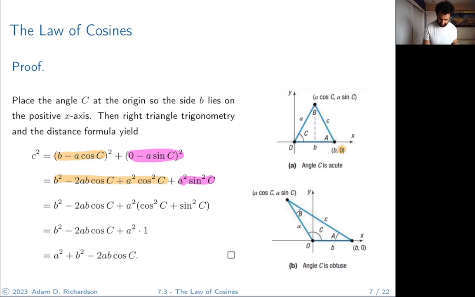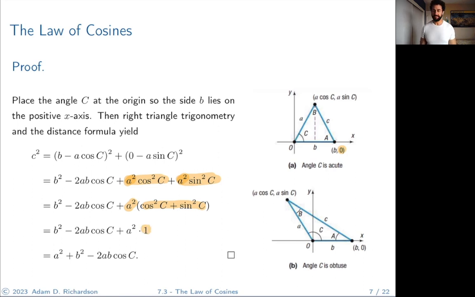But what we can do next is move things around a little bit. Let me do this right here. Go back to here. We've got a squared cosine squared c and a squared sine squared c. Both of those terms have a common factor of a squared, so we can factor it out. And when we factor it out, we get this. But check this out. The expression in parentheses here is cosine squared of an angle plus sine squared of an angle. That's the Pythagorean identity, right? Cosine squared plus sine squared, so that's equal to 1.